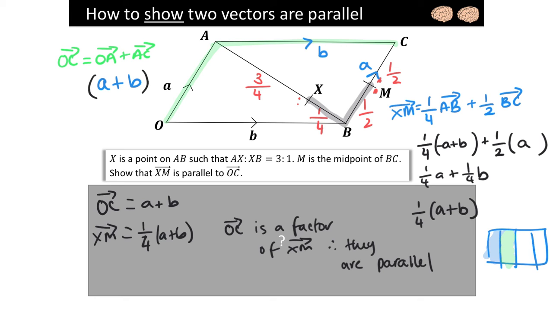I said they're parallel, doesn't mean they're both half. If they're parallel, they share a common factor. Their common factor that they share is A plus B. They've been multiplied by a scalar quantity. This is a quarter of A plus B. So this is a quarter of the length of what our A plus B is. Okay?